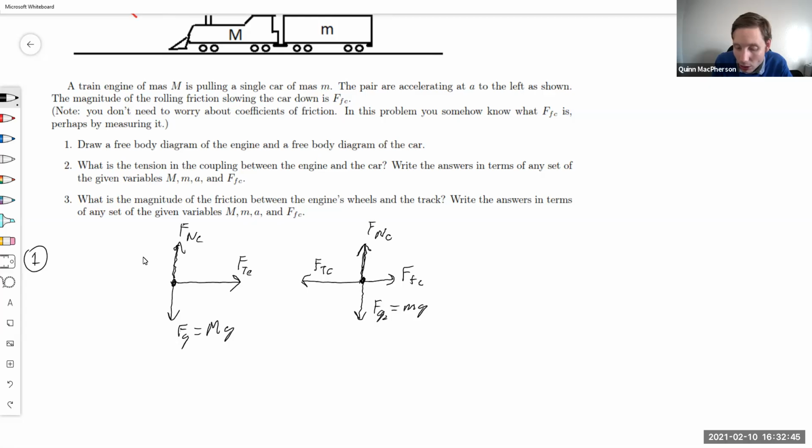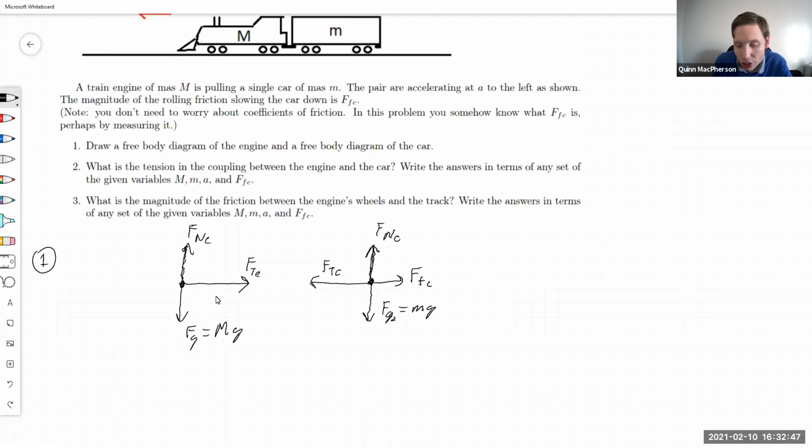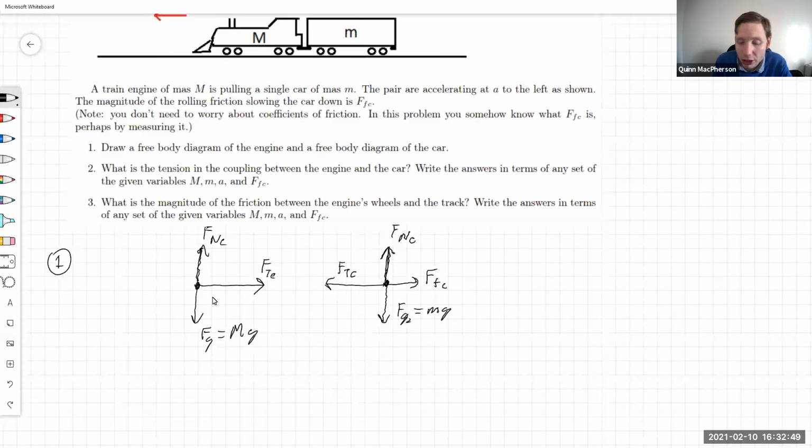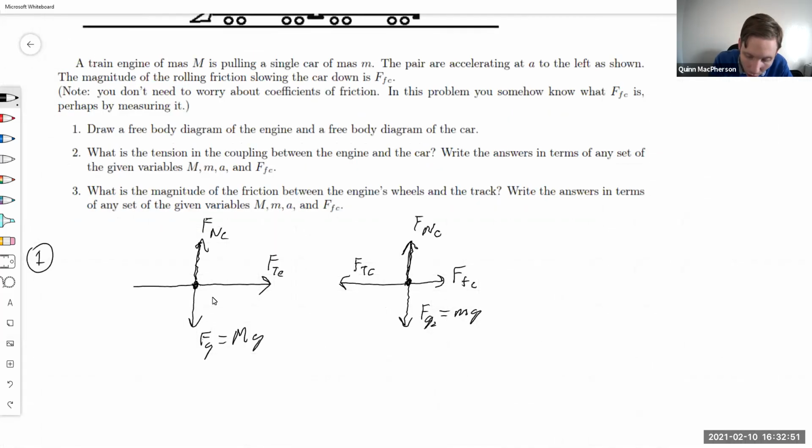Okay, one more force to add to the engine, and that is the frictional force pulling the engine forward. That's going to be the big one here. Force friction engine. It has to pull forward because the whole contraption needs to move forward.